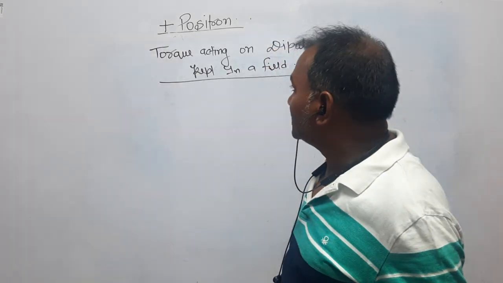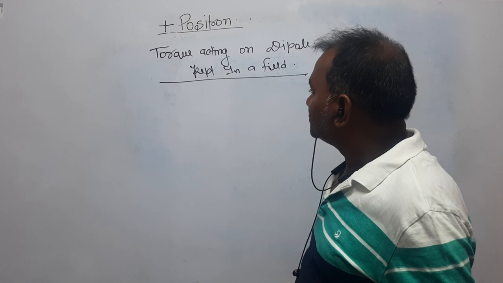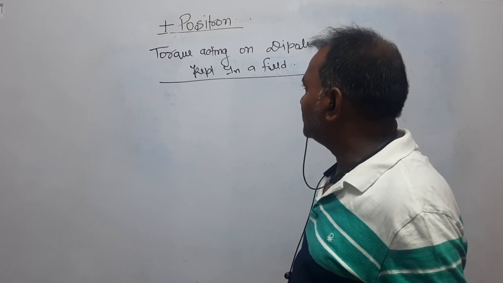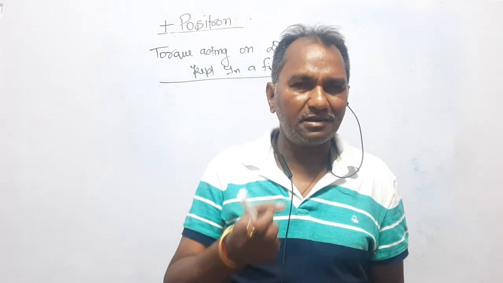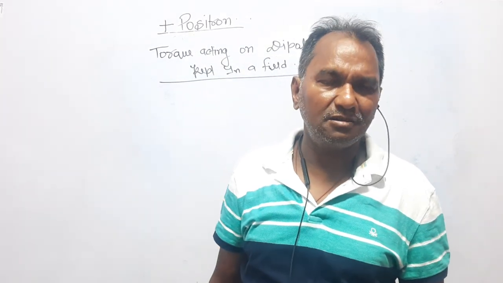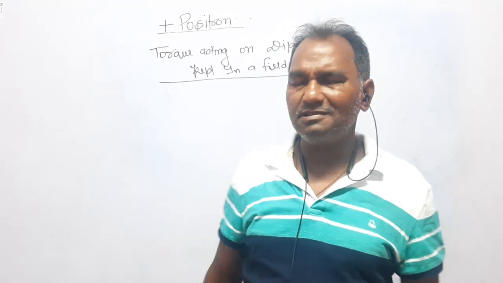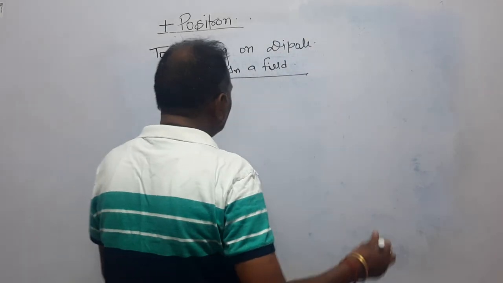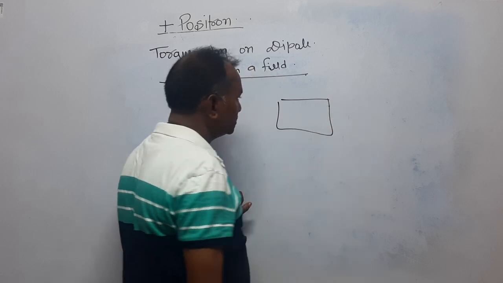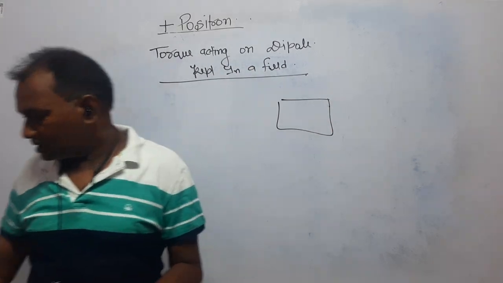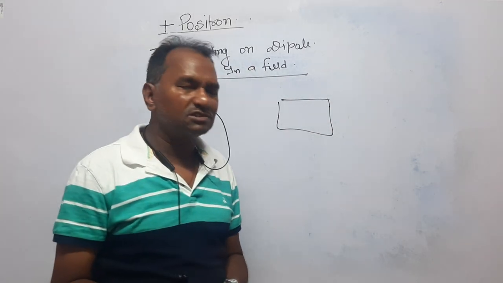Now, dear students, what happened? The topic is the torque acting on a dipole kept in a field. It means if a dipole is kept in the field, then a torque begins to act. Now, how does torque act? What is torque? Look here. Here are two bodies, right? Let's understand the basic concept of torque.